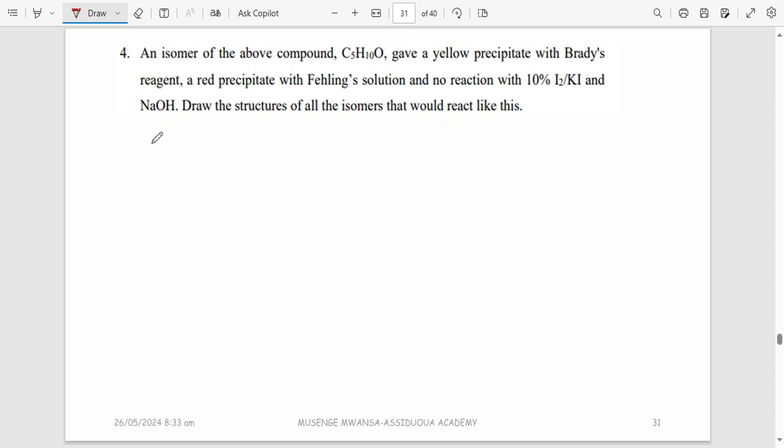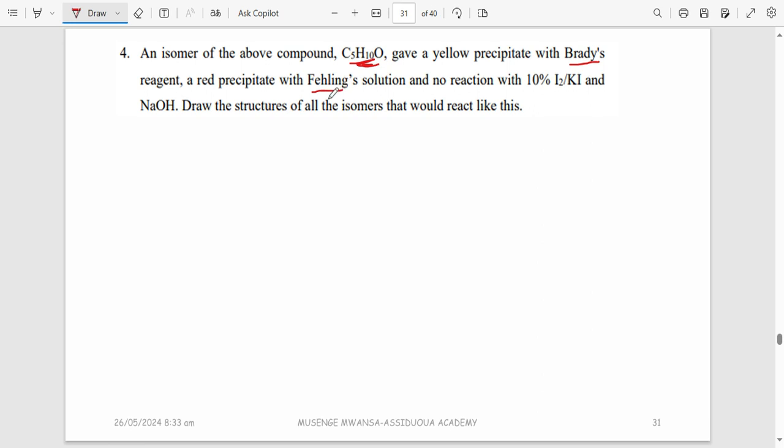Okay, good. An isomer of the same above compound, they've said this is an isomer, gave a yellow precipitate with Brady's. So meaning that it is positive with Brady's, it still has a carbonyl group. And a red precipitate with Fehling's. Now this one has a red precipitate with Fehling's.